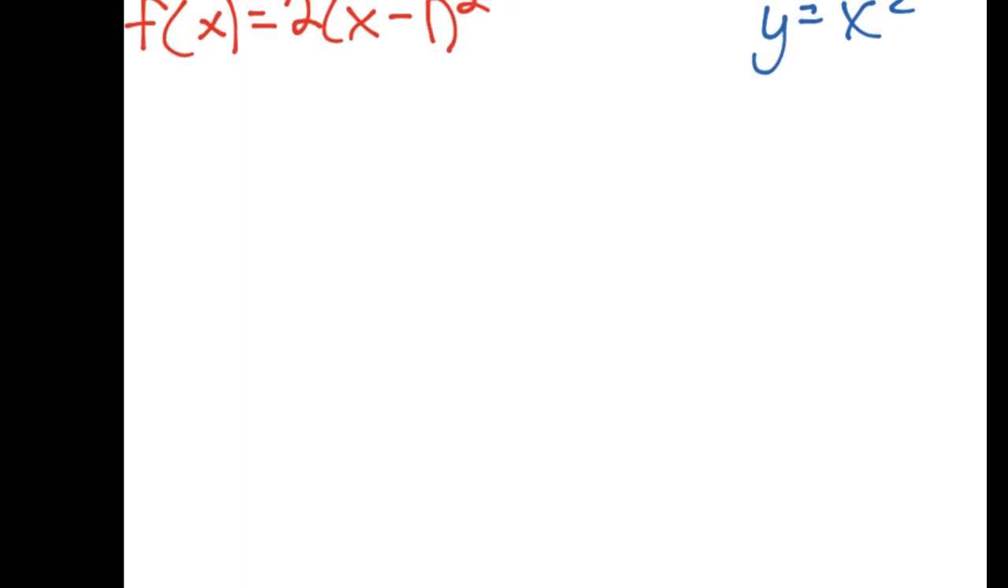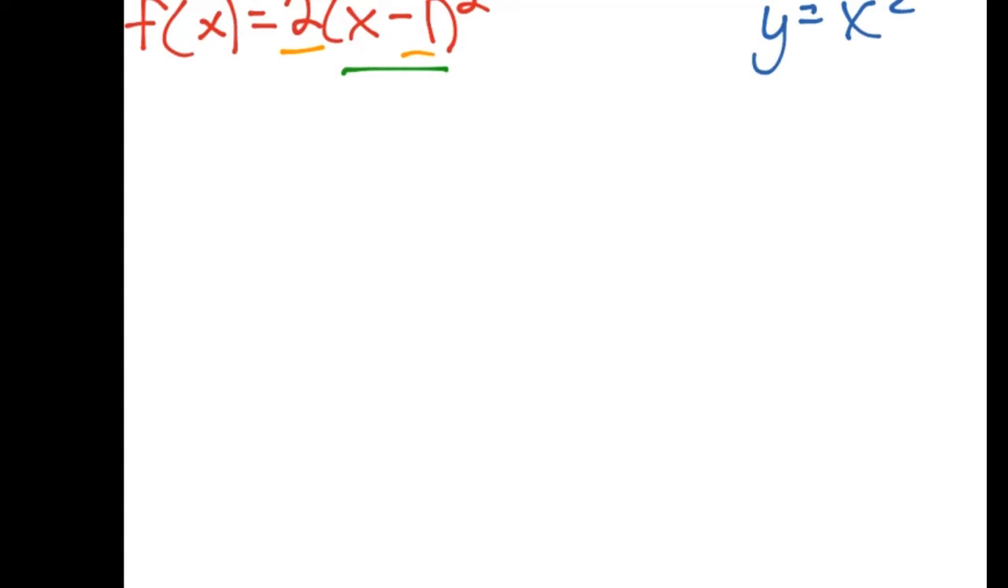So what changed? What does the parent function not have that the new function does? Well, it has a 2 and a minus 1. So what exactly do those mean? How do those affect the parent function? Everything inside the parentheses affects the x-axis. Everything outside the parentheses affects the y-axis.